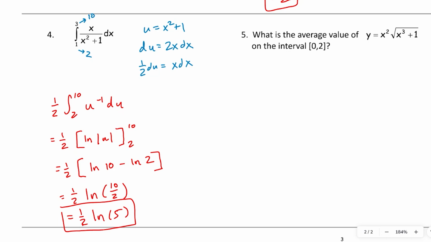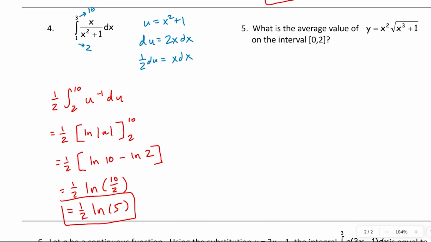those. Number 5 says, what's the average value on the interval? This takes us back to the last unit, right? Average value of a function, which is where we find the definite integral on that interval and divide it by the length of the interval. So this would be the integral from 0 to 2 of x squared root x cubed plus 1 all over 2 minus 0.